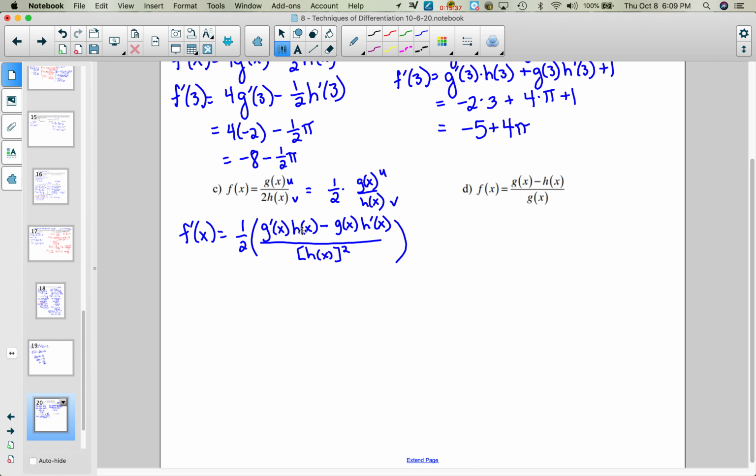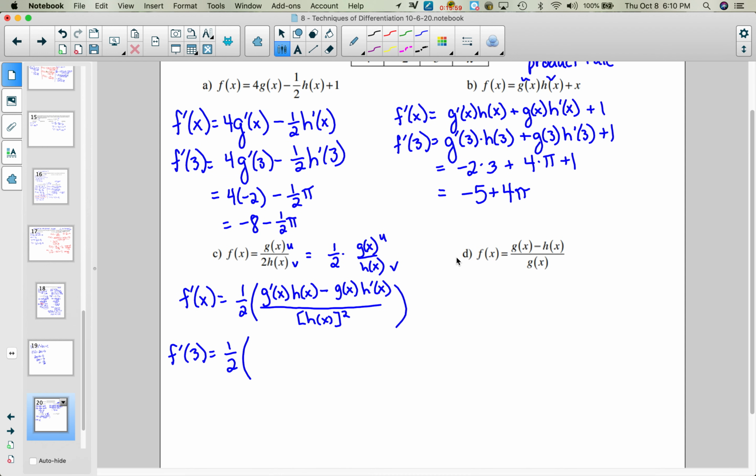Okay, so that's all I've done. So now I want to find f prime of 3. So it's 1/2 g prime of 3. Okay, I'm going to take a shortcut here. I know you guys are probably wondering, why didn't you just look at the chart? Since I've done a couple other examples, I'm going to do that.